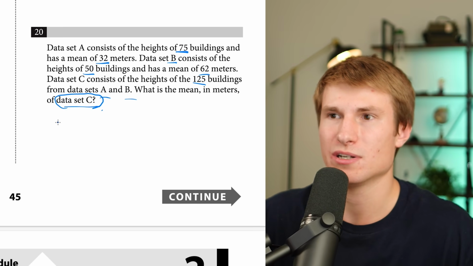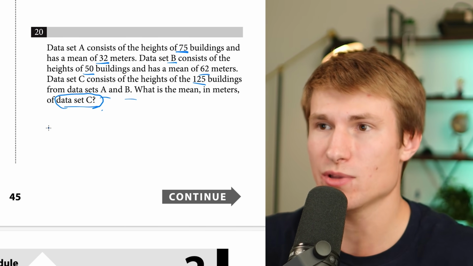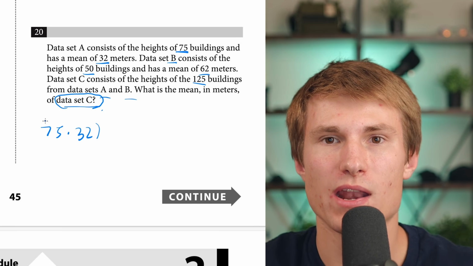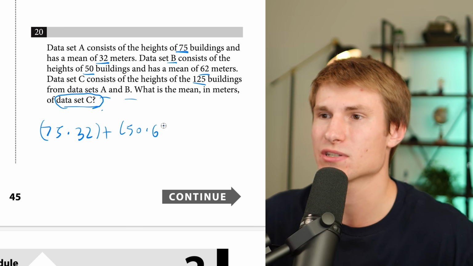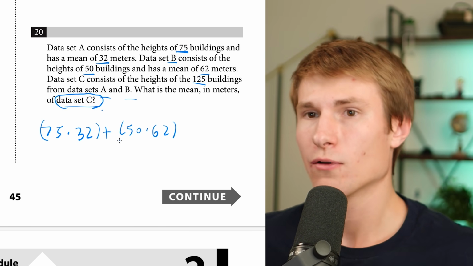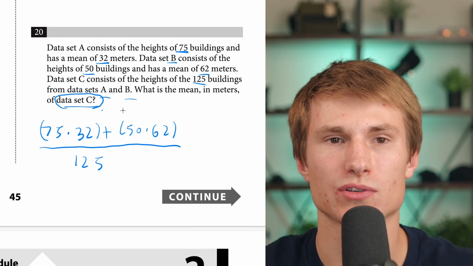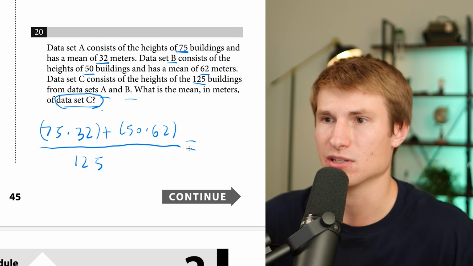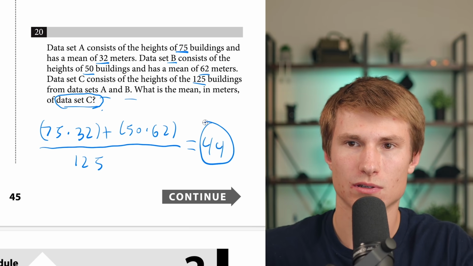So what we need to do is get the total amount of height in meters from datasets A and B combined. To do that, we're going to take the 75 buildings that are in dataset A, multiply it by the mean of 32, and that'll give us that total height from dataset A. We then have to add on to that the total height from dataset B, which is going to be those 50 buildings multiplied by those 62 meters. From there, we then have to divide by that 125 buildings total. So here we're getting our total height in our numerator and the number of buildings in the denominator, and that will ultimately get us to our answer. Once we put it in our calculator, we get 44. So 44 is our answer.